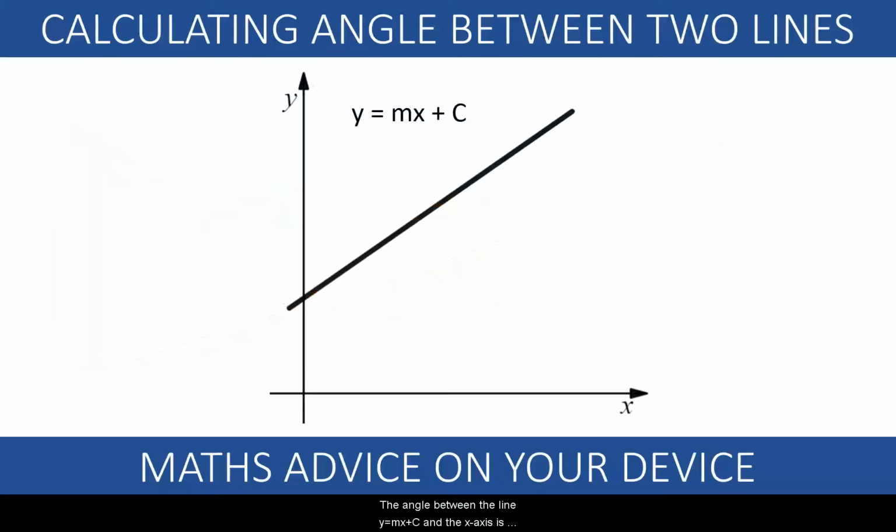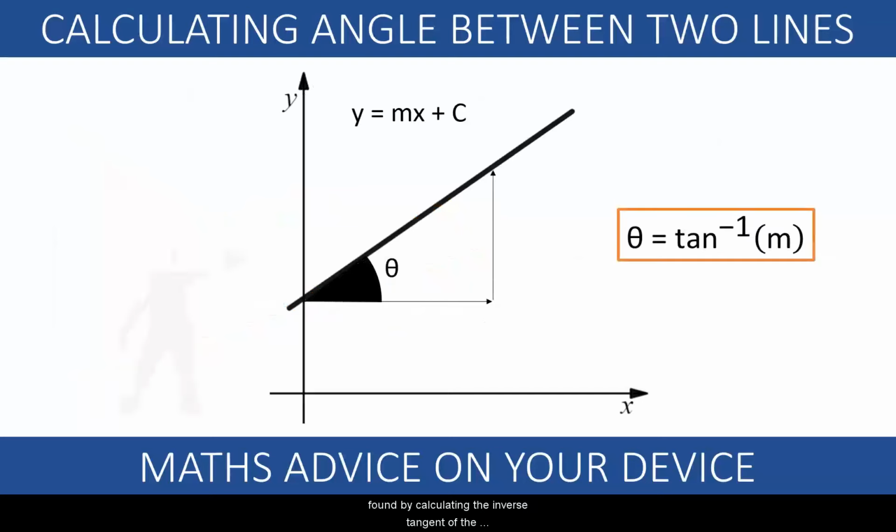The angle between the line y equals mx plus c and the x-axis is found by calculating the inverse tangent of the gradient m. Take note of this and practice, practice, practice.